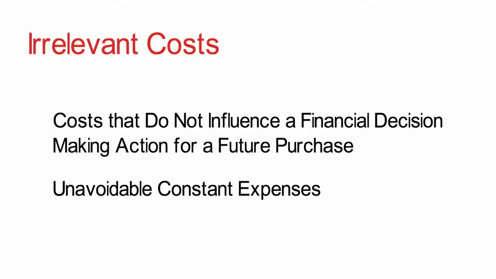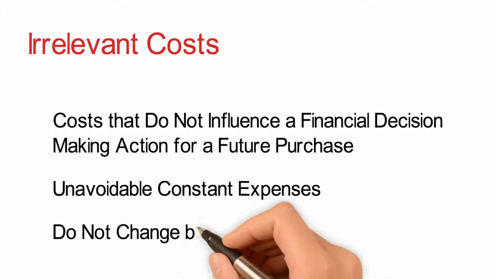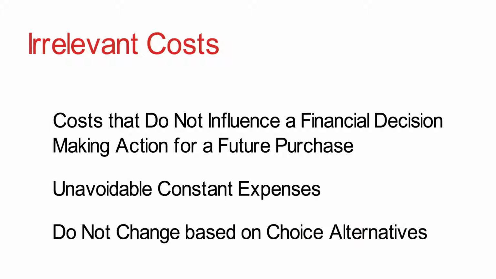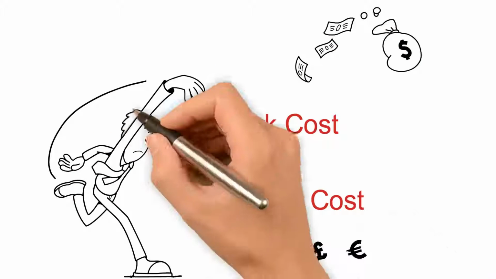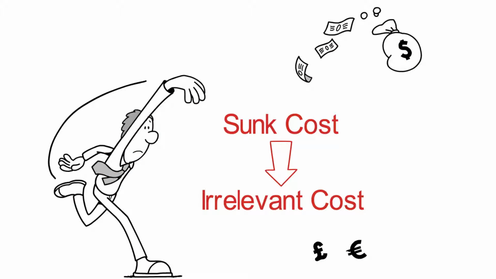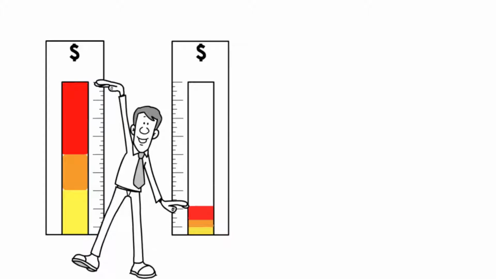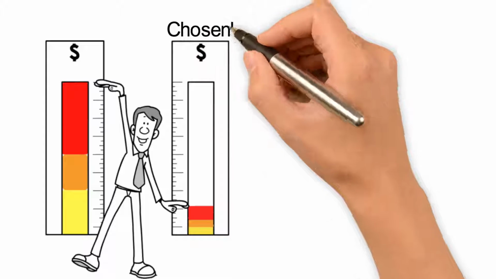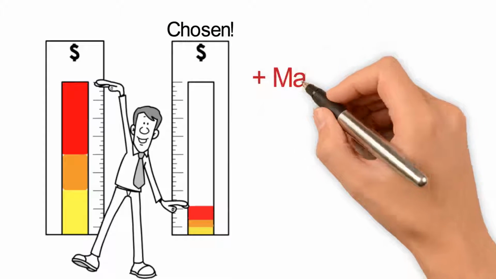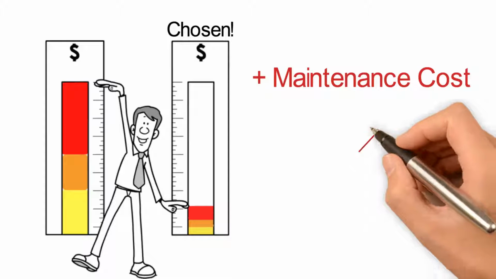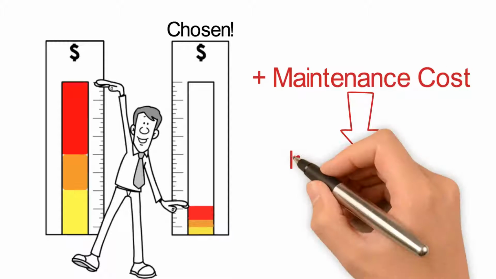Although irrelevant costs do not change based on choice alternatives because they have already been incurred, these costs are also called sunk costs because they have already been incurred and won't change based on future decisions. Furthermore, just because you may purchase a less expensive car versus a more expensive car, the ultimate decision will still bring in additional costs. We refer to this cost as irrelevant costs.